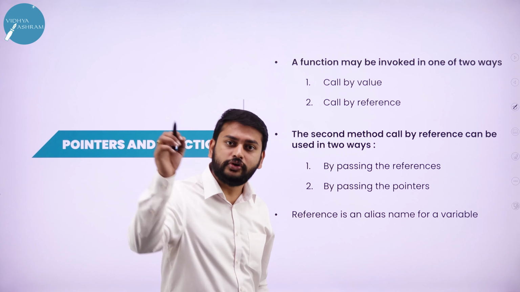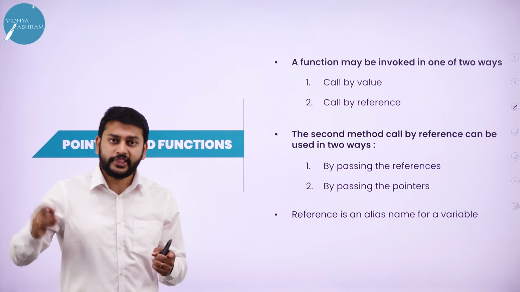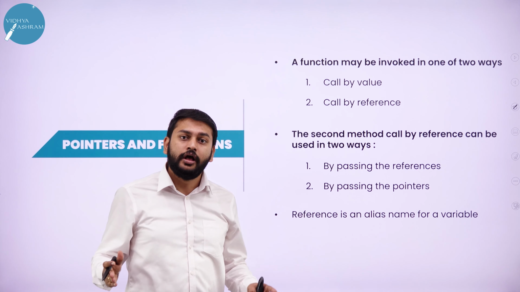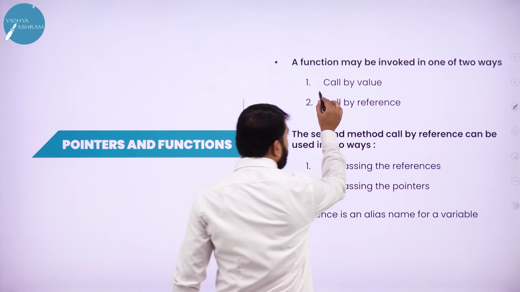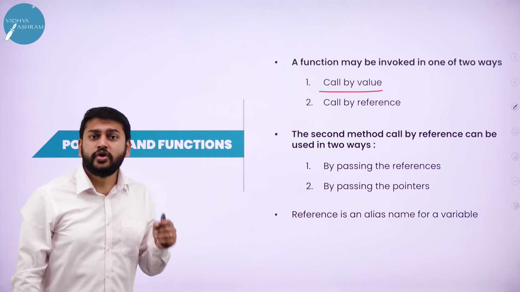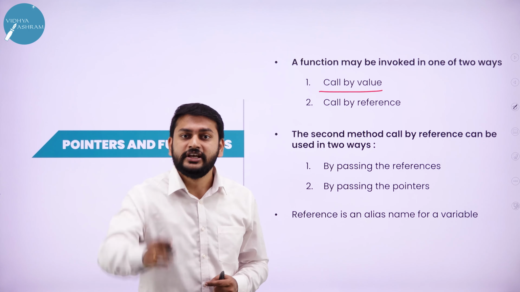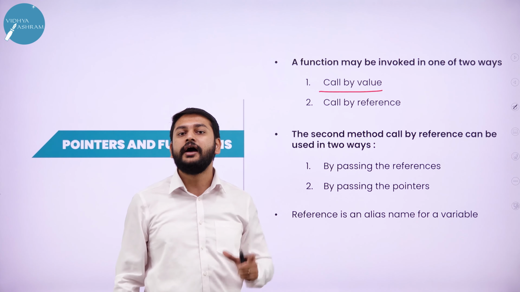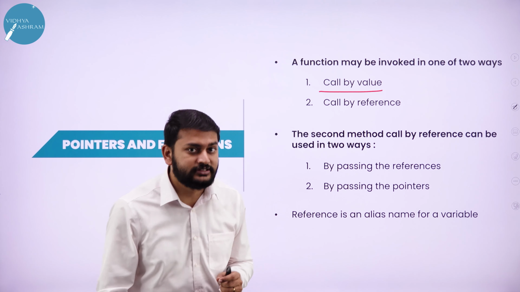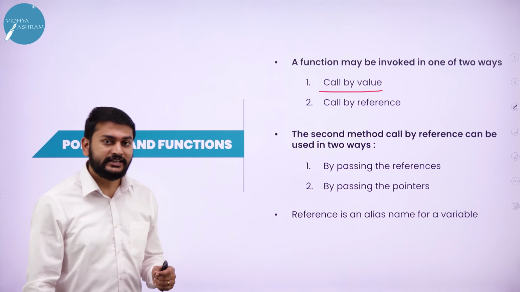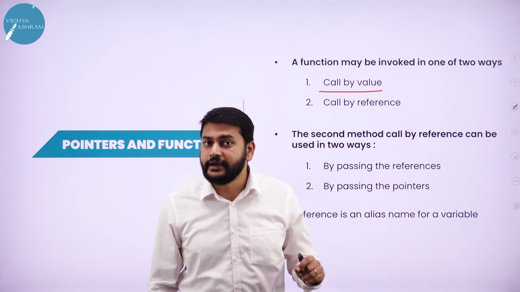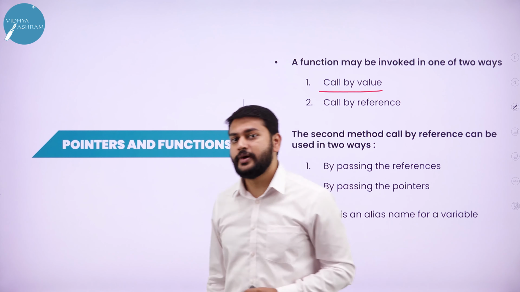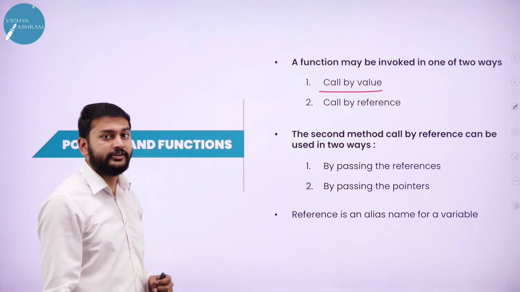In call by value, you send the values, and the function should get activated and executed. That is the first thing. What is the second one? Call by reference. The function will get executed if you just send the reference of the parameters or the arguments. Please understand, you activate functions in two ways: one by value, another by reference.